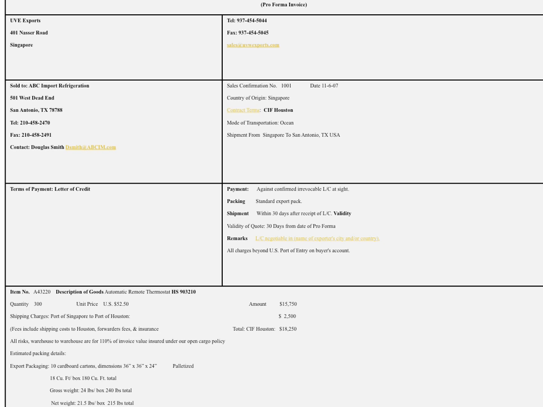The invoice notes item numbers, item description, quantity, unit price, amounts, and an HS number, which we'll explain shortly. You'll notice it even goes as far as detailing the export packaging. Pro formas are key to clear communication, so make sure it details the proposed transaction.